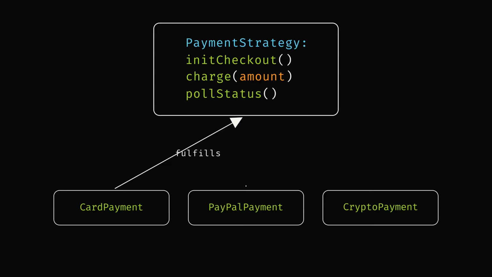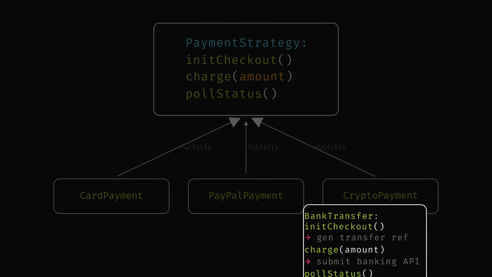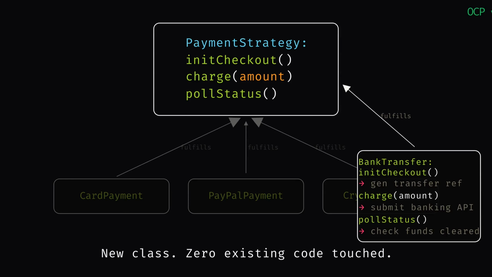Now checkout can be written against this contract instead of against any specific provider. It doesn't say I work with PayPal, it says I work with anything that has this lifecycle. And that contract is open to things that don't even exist yet. Bank transfers, Apple Pay, Google Pay, and whatever your PM is fancying next. All of that is possible. As long as it fulfills the contract, checkout doesn't change, not even one line.